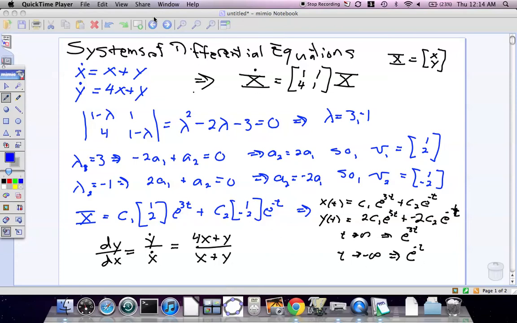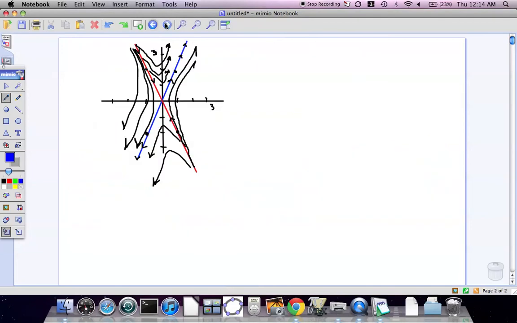So what that should lead to is a set of solution curves that look like this. The blue is the first eigenvector, 1, 2. Since the eigenvalue is positive, we're heading away from the origin on either side. The other eigenvector was 1, negative 2, which puts us on this red line. And since it has a negative eigenvalue, that means we're heading in toward our origin from either side.